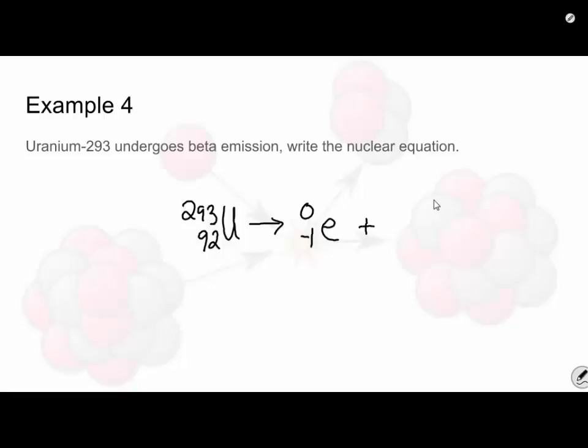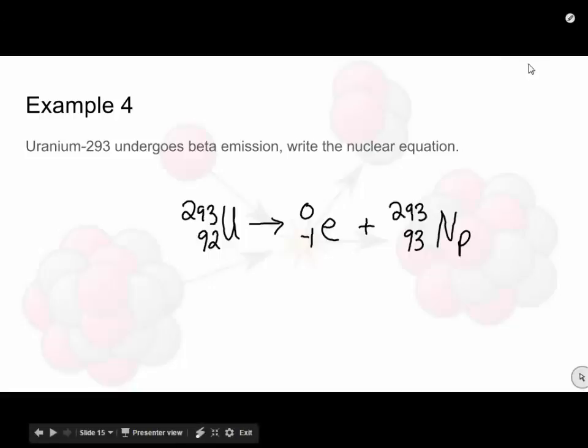And now we have to get our top numbers and bottom numbers to sum to the same thing. So we only have 0 right now on the right side. So we need to have 293 over here. Our bottom number, we have a negative 1. So negative 1 plus what gives us 92? So we would say 93. And then we use our periodic table to look up what is element 93. Element 93 is neptunium. So this would be our nuclear equation for the beta emission of uranium-293. So on your homework, you're going to get a little bit more practice writing these equations or filling in the blank.